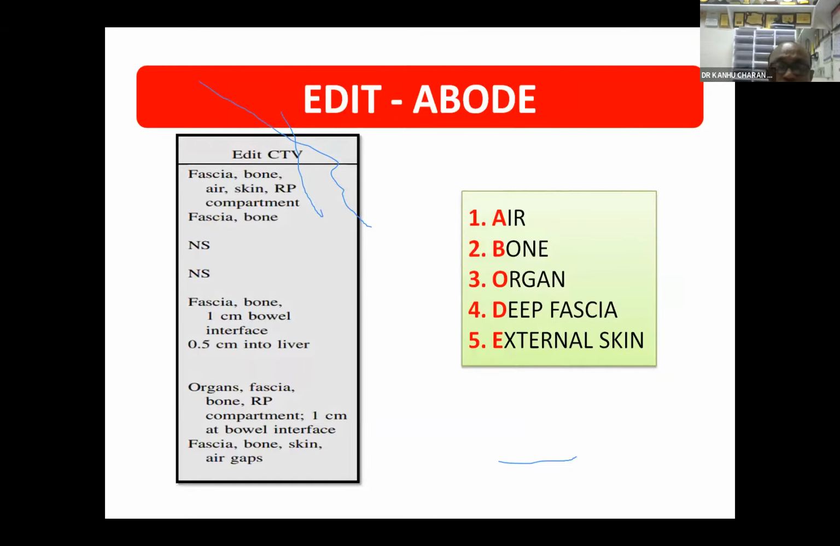Which structure should be avoided? One is called ABO, you can remember air, bone, organs. If you are treating retroperitoneal sarcomas, you can see organs like liver, lungs, kidney. You can think of your muscle: if your soft tissue sarcoma is involved above the deep fascia, don't go into the deep fascia, or at least 0.5 centimeter you can go inside. External skin should be avoided unless it is involved.